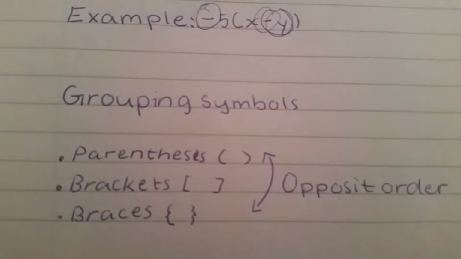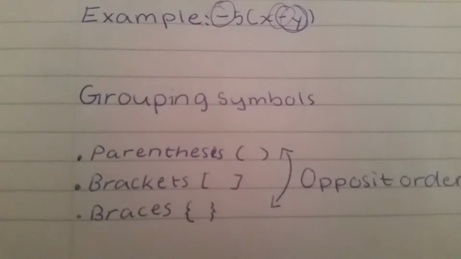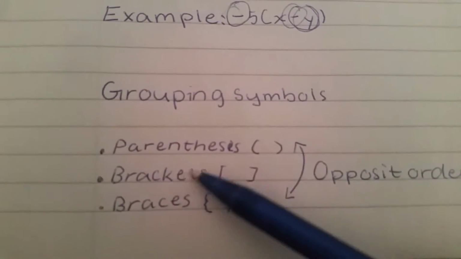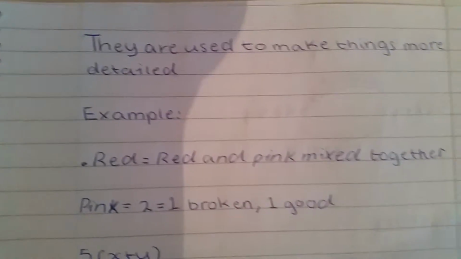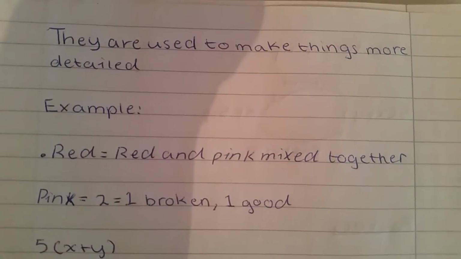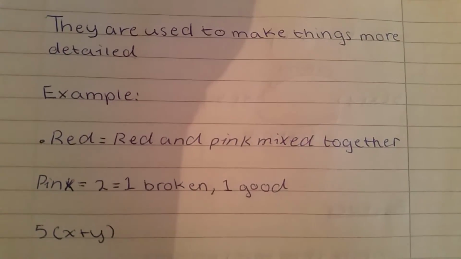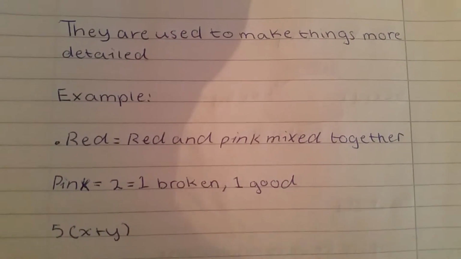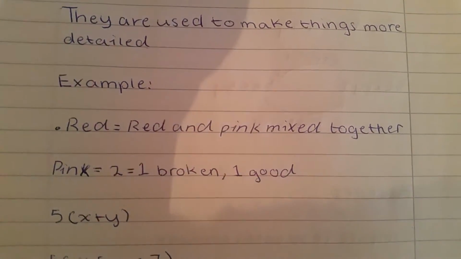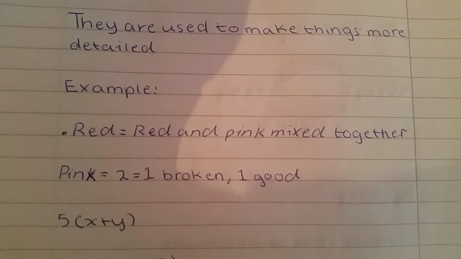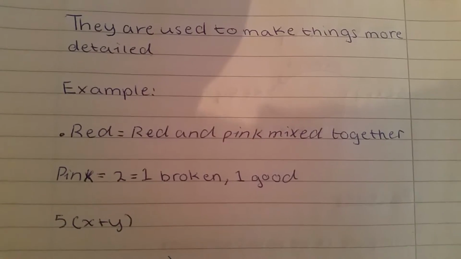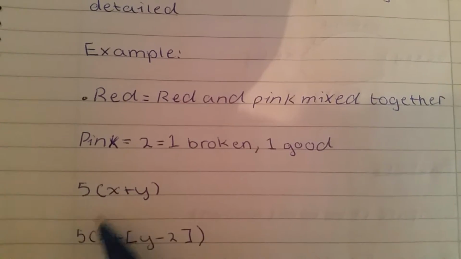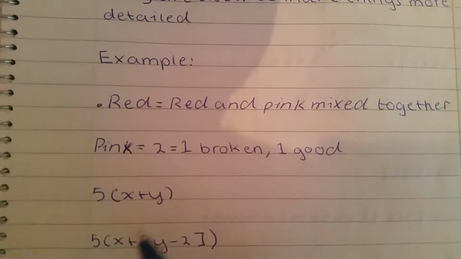Okay, so now about grouping symbols. Here are different ones. There's parentheses, which look like this, brackets, and braces. And they are used to make things more detailed. For example, if we wrote that the red, which is y, is a mixture between red and pink, and out of those 5 red, there's 2 pink. But one of them is broken and one of them is good. So first, to put in the parentheses, we'd write 5 multiplied by (x plus y), which is more broad.